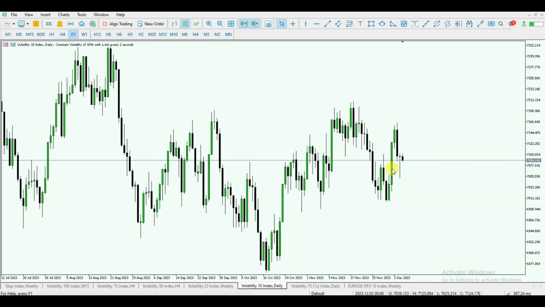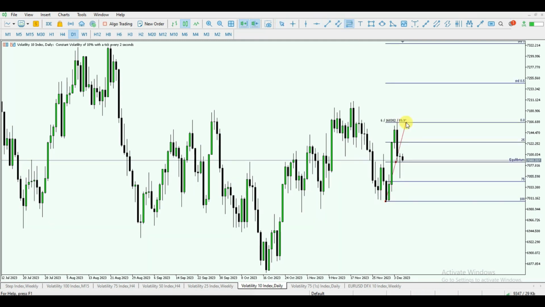Let me zoom out for you to see what I'm talking about. It forms a low, it forms a high, a lower low, then boom, it breaks the structure again, and we have a further validation that price has to continue up higher. Okay, or has to be more bullish.